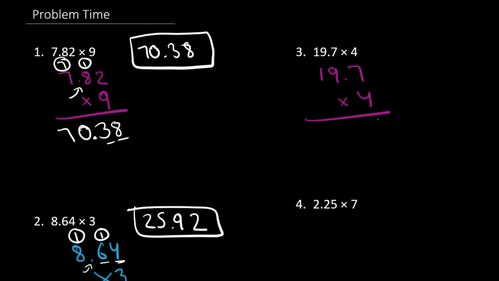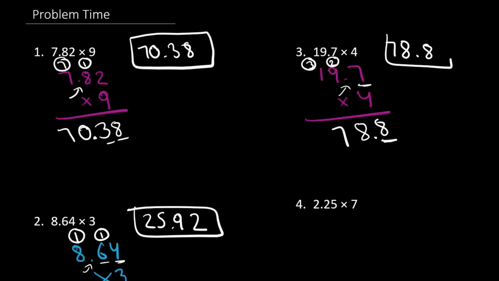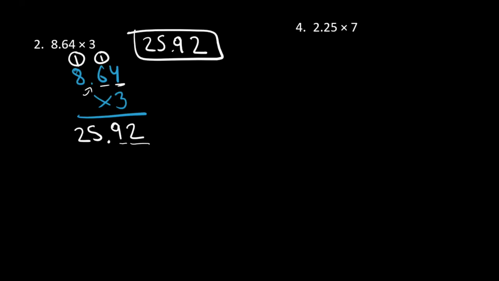4 times 7 is 28. 4 times 9 is 36. 36 plus 2 is 38. 4 times 1 is 4 plus 3 is 7. Now let's ask, how many digits are there after the decimal point? Well, I see 1, so our decimal point is going to be after 8, and our answer for the third question is 78.8. Let's do the last problem in problem time.